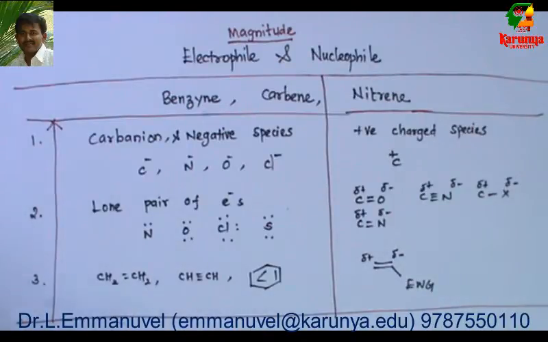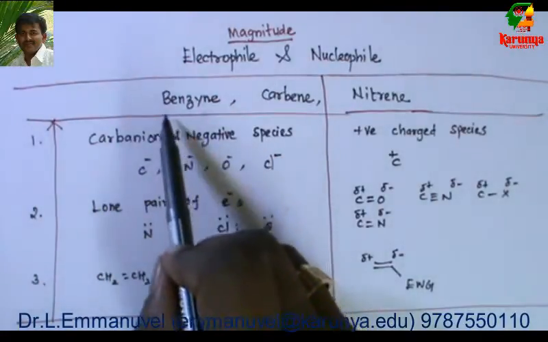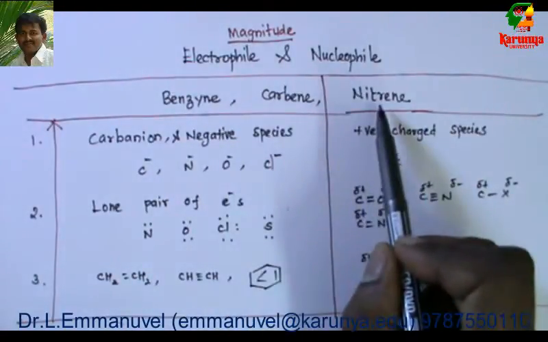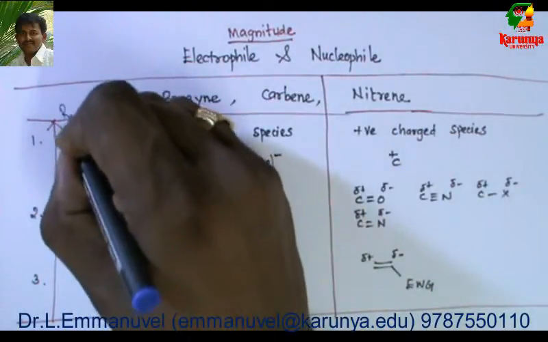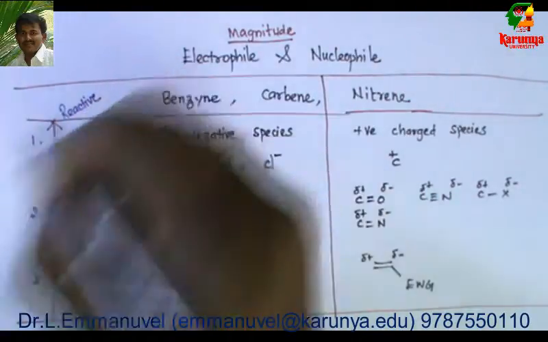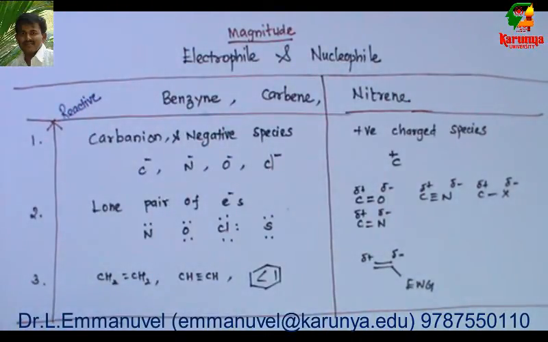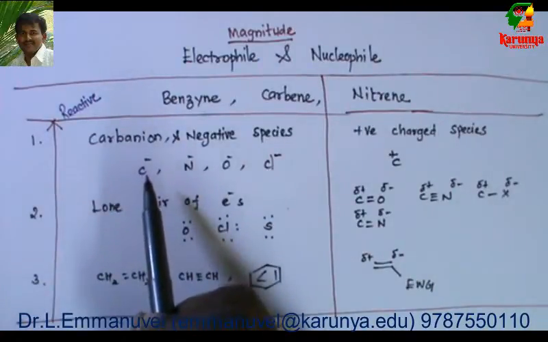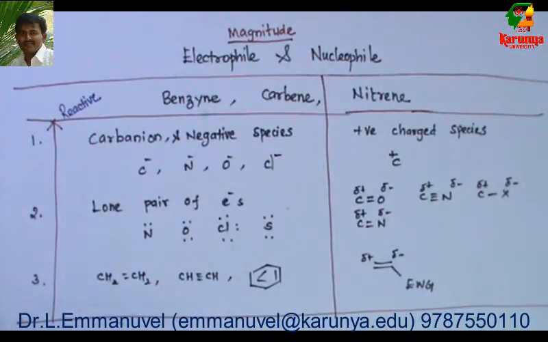Here I have given in the decreasing order of their electron density. In other words, I can say I have given in the decreasing order of their reactivity. That means these species, benzene, carbene, nitrene, they are highly reactive. They won't exist as such in the molecule, and in fact we cannot separate them. Then we have carbanion or negatively charged species. They are also highly reactive.